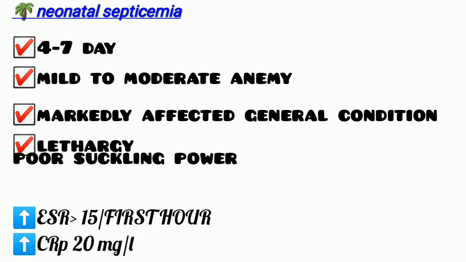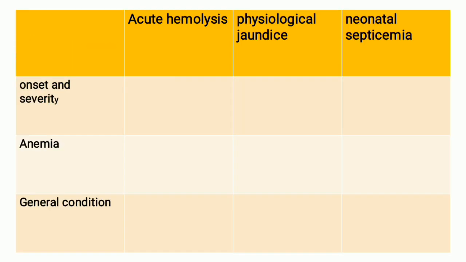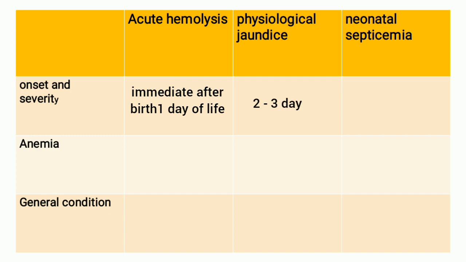A rapid recap of early onset neonatal jaundice. The most common and important three causes are acute hemolysis, physiological jaundice, and neonatal septicemia. We will compare between them according to the onset and severity of the jaundice, presence or absence of anemia, and the general condition of the newborn. In acute hemolysis, the onset is usually immediately after birth or in the first day of life. Physiological jaundice usually appears at the second or third day. Neonatal septicemia occurs from the 4th to the 7th day of life.